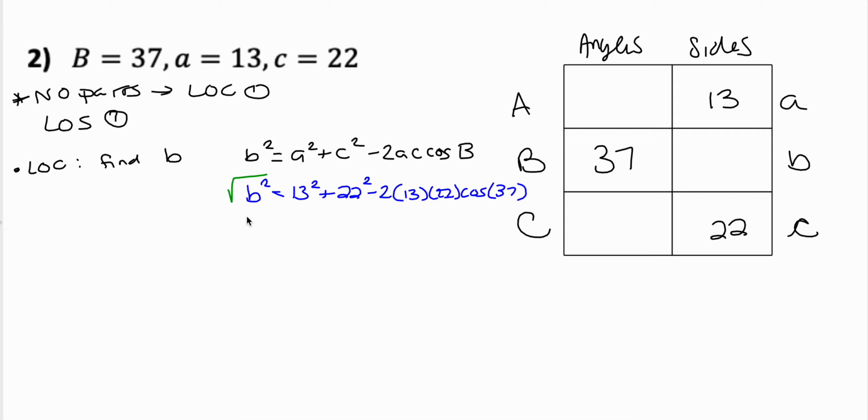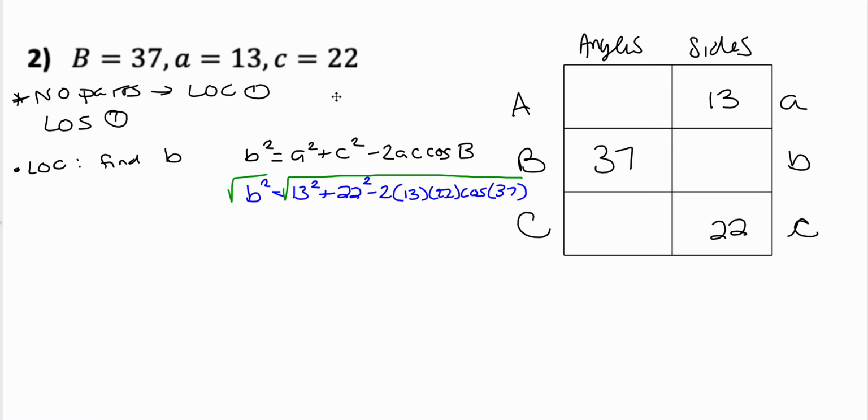Before I use my calculator, because this is going to give me a really bad decimal, I want to put all of this in my calculator at one time. So again, to get b by itself, I'll take the square root of this entire thing. So I will put the square root of 13 squared plus 22 squared minus 2 parentheses 13 parentheses 22 cosine 37. I'll put all of that into my calculator at one time.